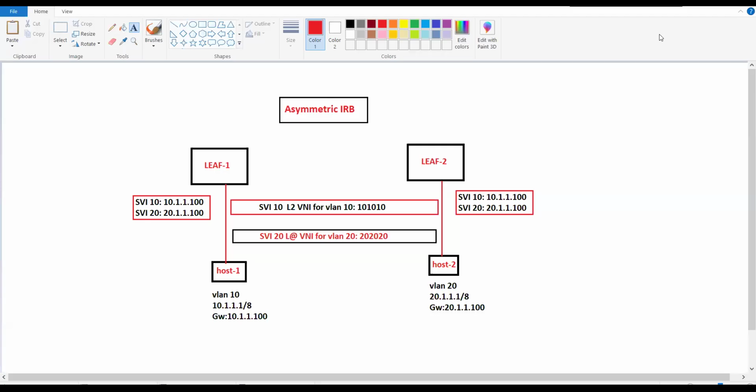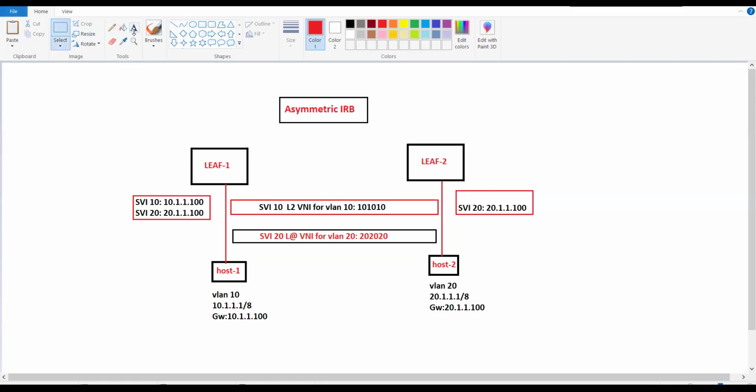We also discussed that all the SVIs and VNIs must be present on all the devices in our VXLAN fabric, otherwise our traffic can be black holed. Consider a situation where, let's say, we do not have this VNI on layer 2 on leaf 2.